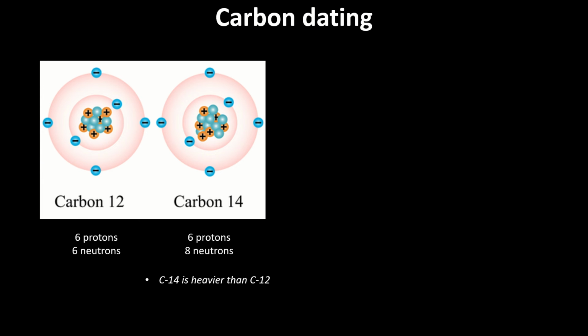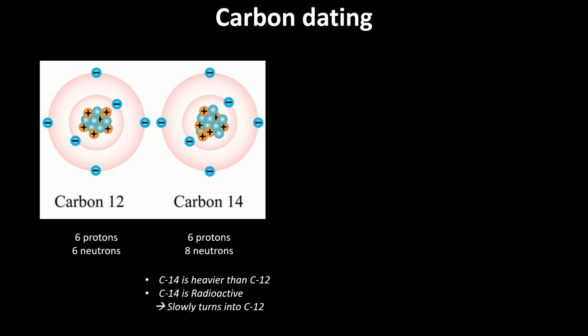And another important feature of carbon-14 is that it's radioactive. That means that the atoms will occasionally split apart. And when it does that, it turns into C12. If you have a lump of carbon-14, it will slowly over time turn into carbon-12.